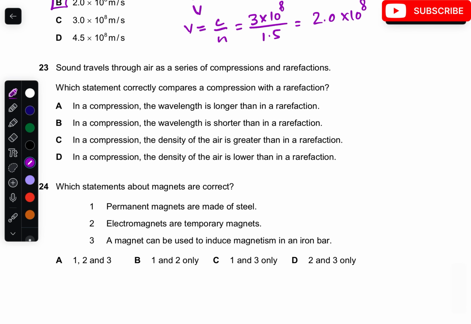Question 33. Sound travels through air as a series of compressions and rarefactions. Which statement correctly compares a compression with a rarefaction? Compression is the area of higher density or higher pressure, so you can say C. Compression and rarefaction will not tell you anything about the wavelengths.